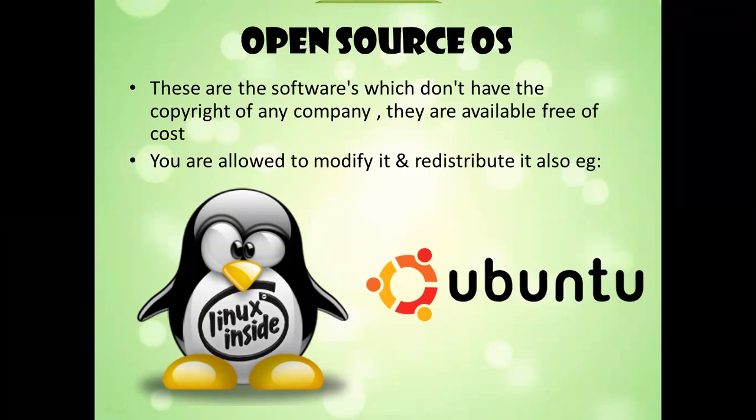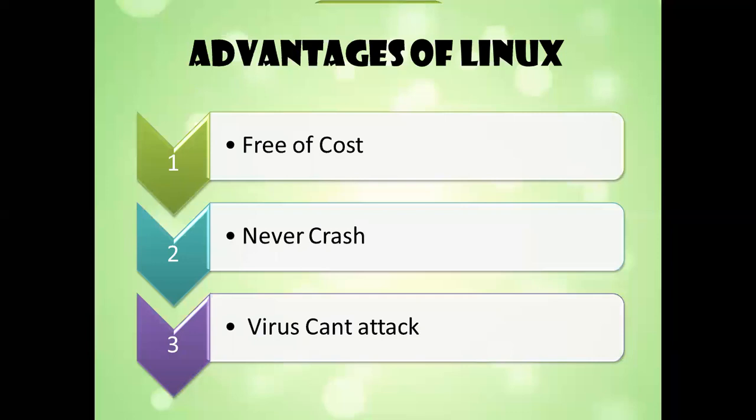Open source operating systems are very useful. What are the features of these open source operating systems? First of all, it is free of cost. It never crashes. Linux की ये specification है कि ये कभी crash नहीं होता. Windows crash हो जाती है. If you are not shutting down the Windows properly every time, it will crash one day. But Unix will never crash.